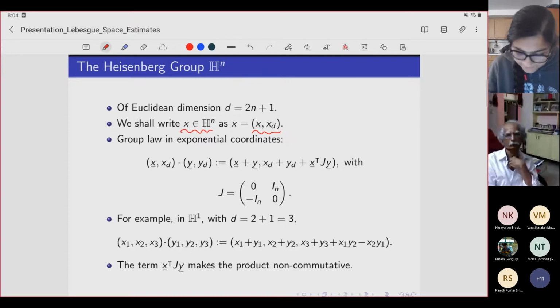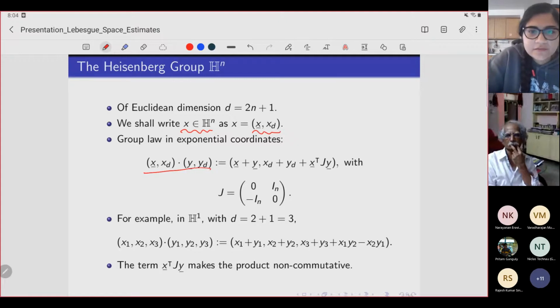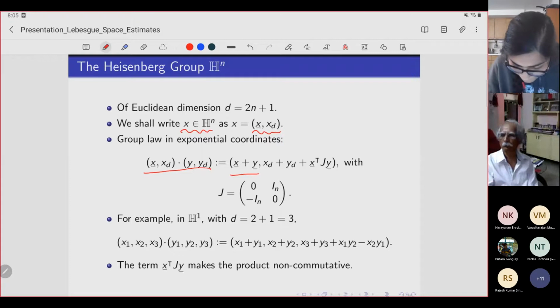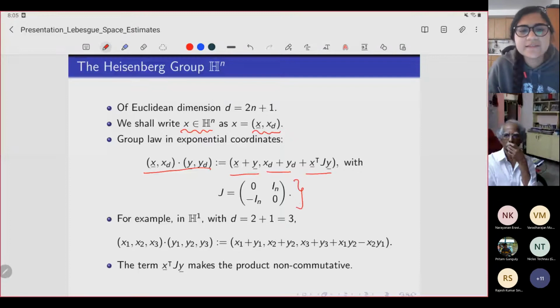Then in this notation, in exponential coordinates, I can express the group law for the Heisenberg group in this manner. The product of these two elements, x and y, is given like so. In the first 2n directions, you just add the coordinates up, x underbar plus y underbar. But in the last coordinate, you have x_d plus y_d, and you have this bilinear form, which is given by this J matrix. This J matrix is just the standard symplectic matrix, given in this form. Here I_n denotes the identity matrix of order n.